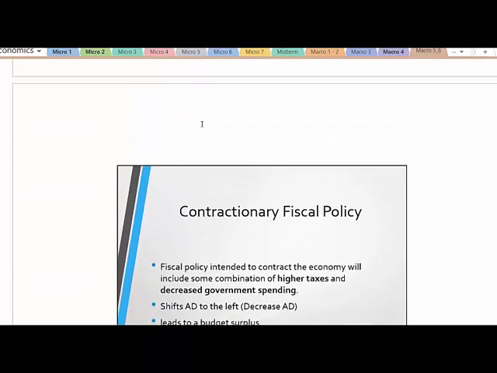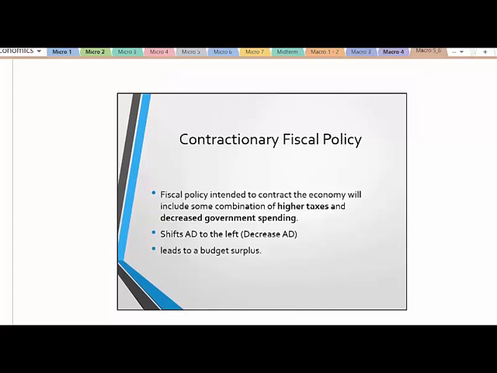Contractionary fiscal policy is going to be the exact opposite. That's where we have higher taxes, decreased government spending, or a combination of both of those. It's going to decrease aggregate demand. So we would use this in a period of high inflation or inflationary concern. And it's going to lead to a budget surplus, where we've got more money now than we had at the beginning of the year.